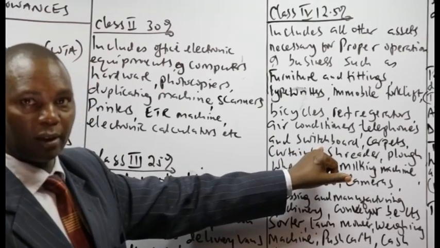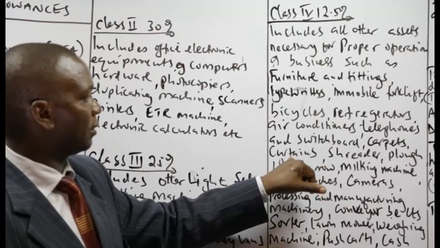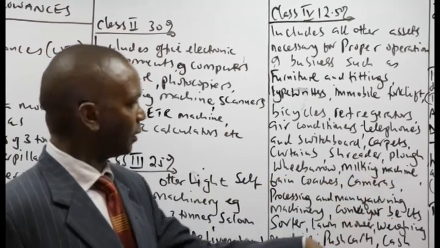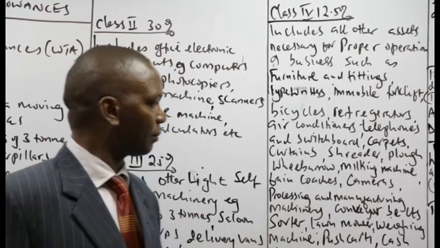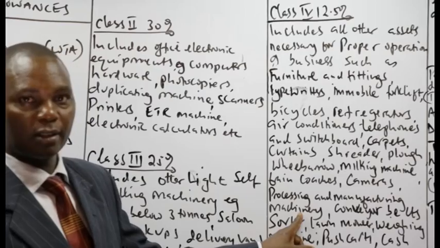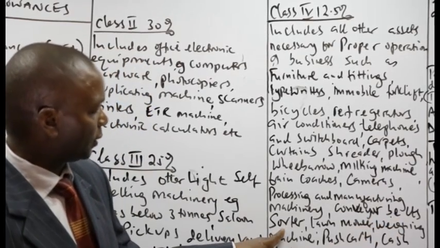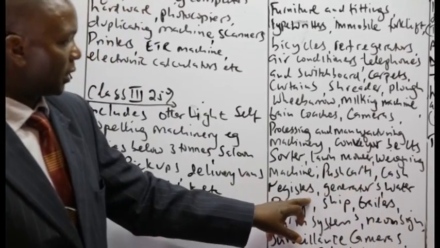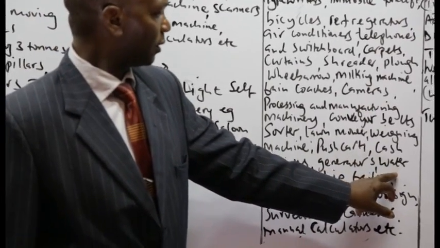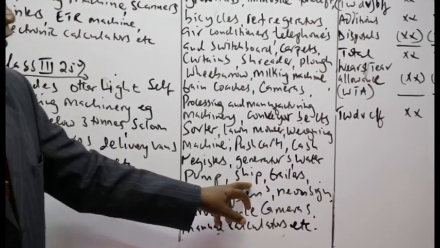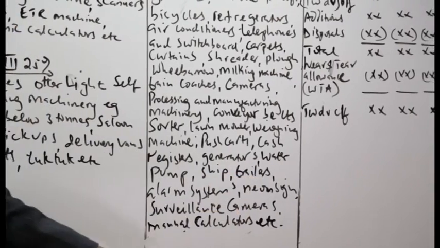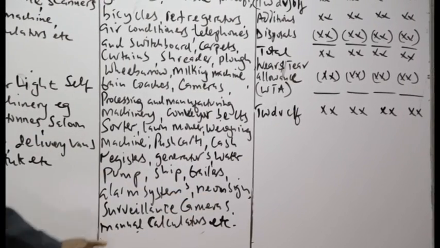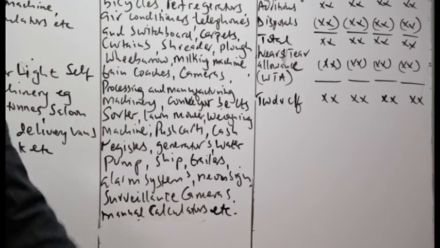We have switchboard, carpets, curtains. We have shredder, plows, wheelbarrows, milking machine, train coaches, cameras, processing and manufacturing machinery, conveyor belts, sorters, lawn mower. We have the weighing machine, push carts. We have the cash registers, the generators, and water pump. We have the ship, trailers, alarm systems, the neon sign, surveillance cameras, manual calculators, etc.